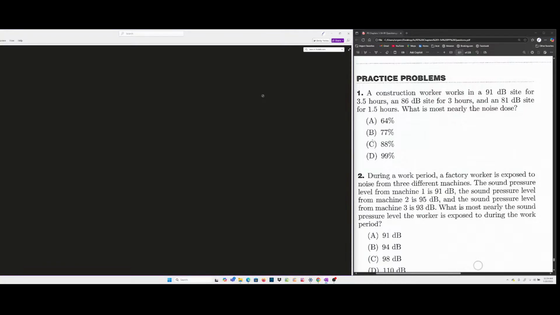But the formula for the exposure time limit is T equals 2H, which is in hours, over 105 minus SPL, divided by 5. Here they said the construction worker is at 91 dB, so they gave us all our SPL. So for T91 dB, we have 2H over 105 minus 91, divided by 5.